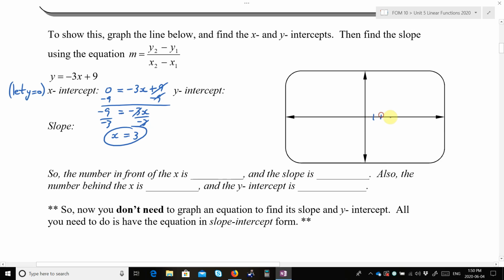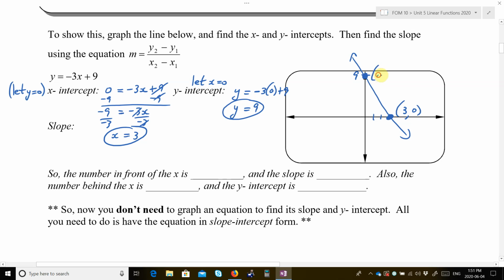We get as our x-intercept negative 9 over negative 3, which is 3. So the x-intercept is over here at 3. For the y-intercept, you have to let x equal 0. So we would get y equals negative 3 times 0 plus 9, and we would get a y-intercept of 9. Connect the dots, and there's our nice straight line. So this is the point 3, 0, and this is the point 0, 9.